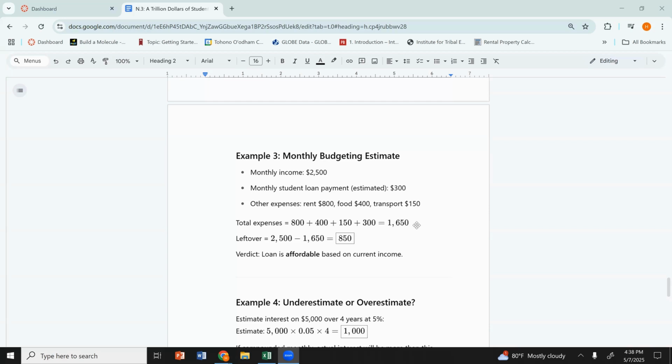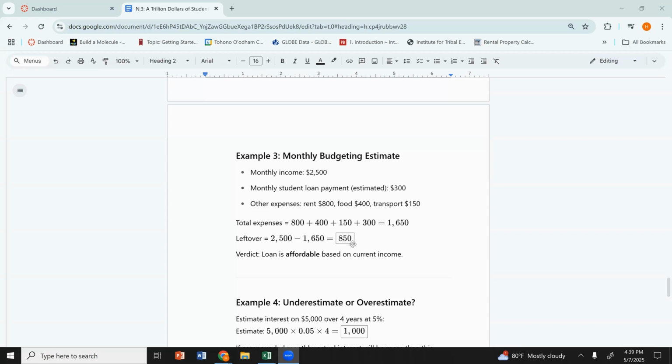How much are you left with after your total expense? So 2,500 minus 1,650 gives you 850. So with this, you can afford, let's say this student loan payment is $300. You can include it in your monthly expense and you will still have $850 left.